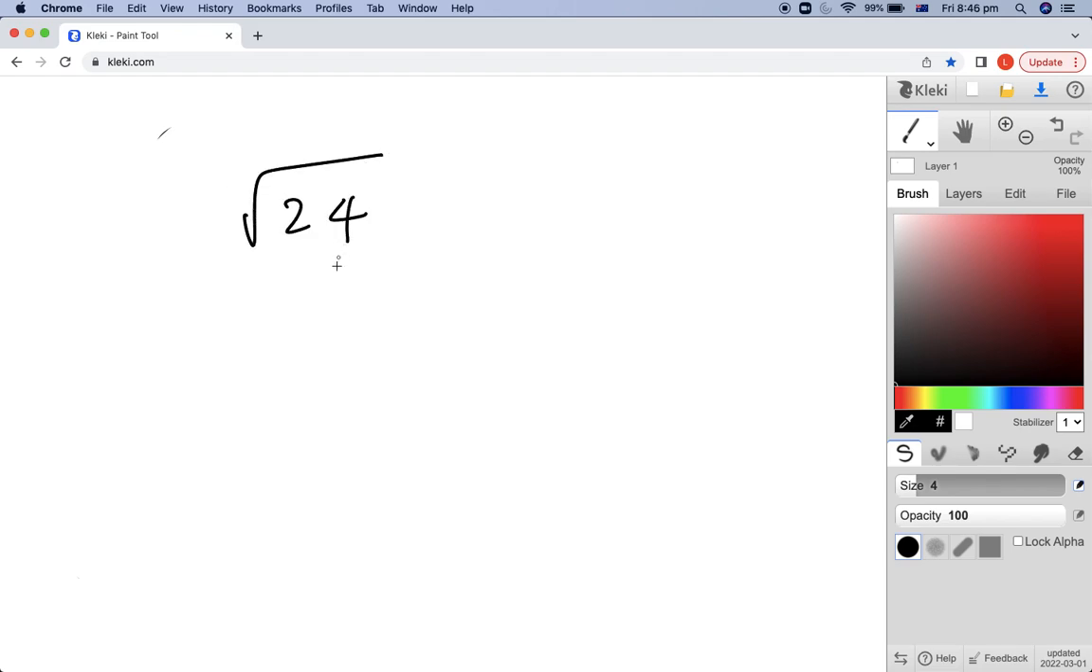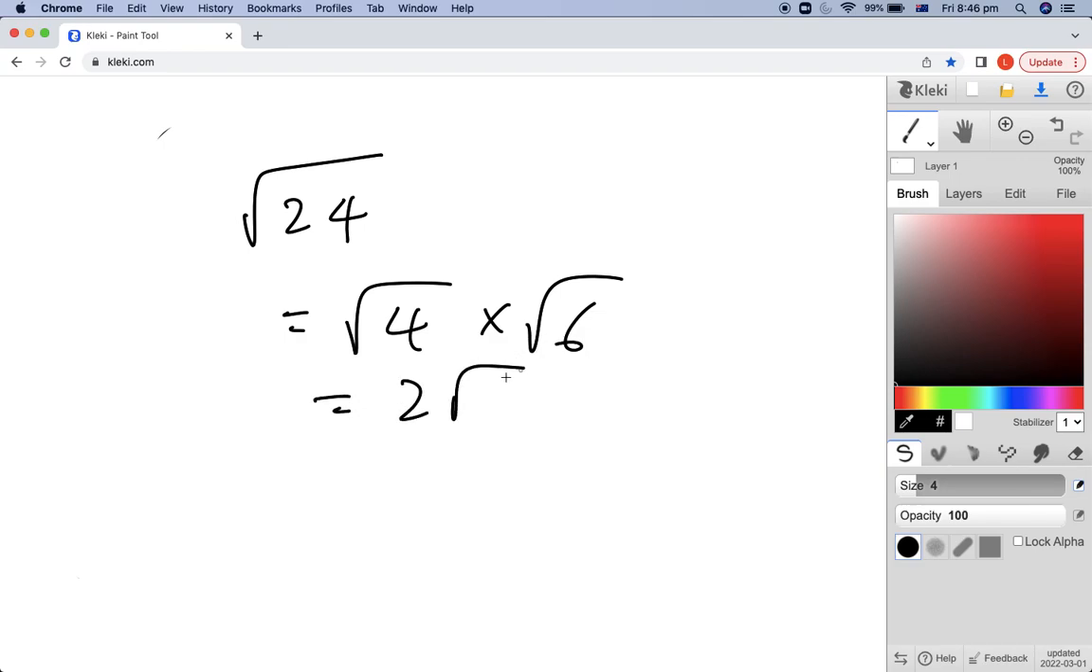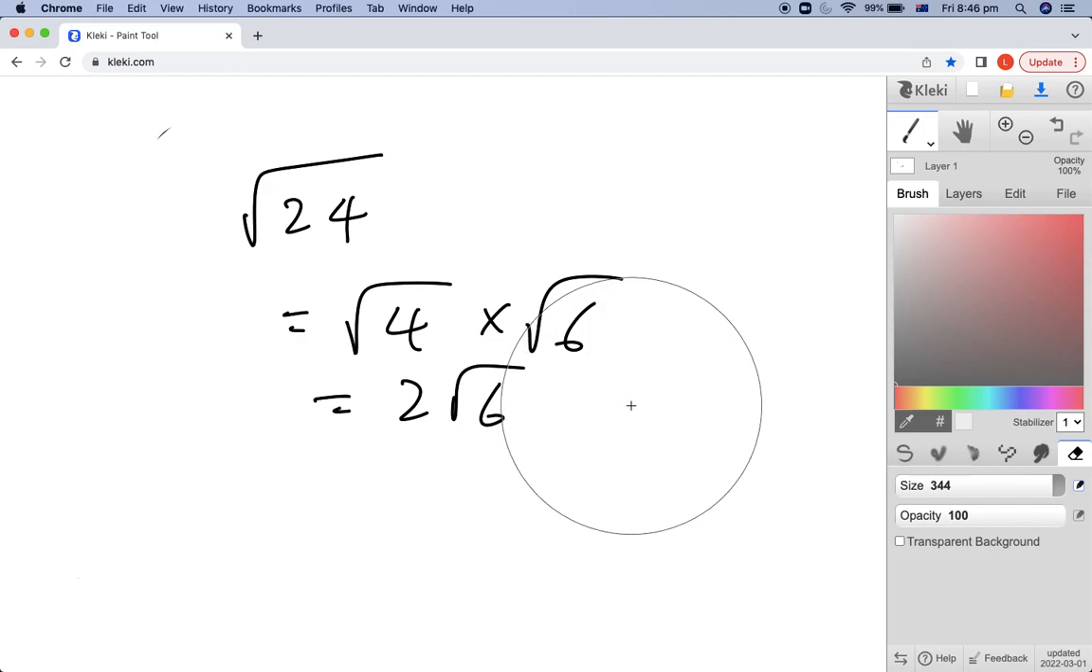of 24. And you can just pause the video and give that a go. Perfect. So the working out to this is just square root of 4 times the square root of 6, which is 2 root 6. All right, fantastic.